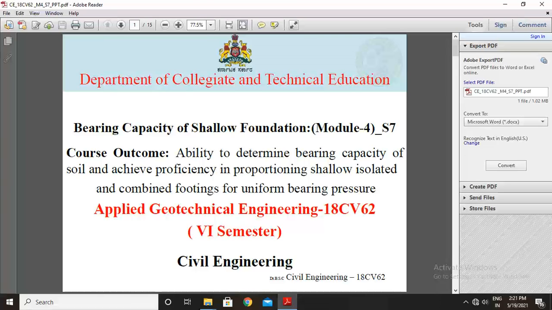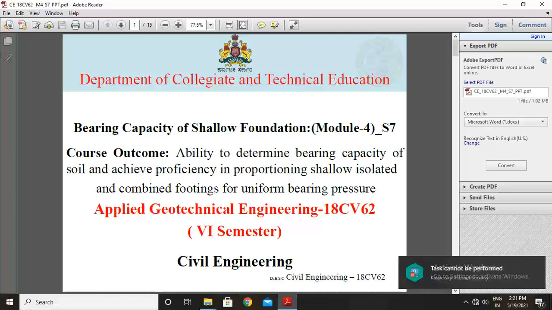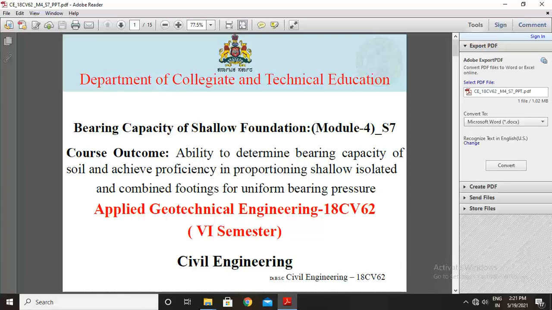Today I want to start session 7 of module 4. The title of module 4 is bearing capacity of foundation, bearing capacity of shallow foundations. The course outcome is the ability to determine bearing capacity of soil and achieve proficiency in proportioning shallow isolated and combined footings for uniform bearing pressures. The subject title is Applied Geotechnical Engineering. The subject code is 18CV62 in the 6th semester of Civil Engineering departments.